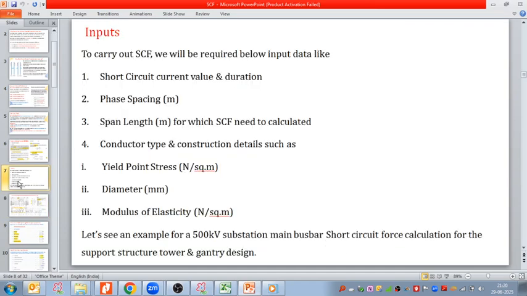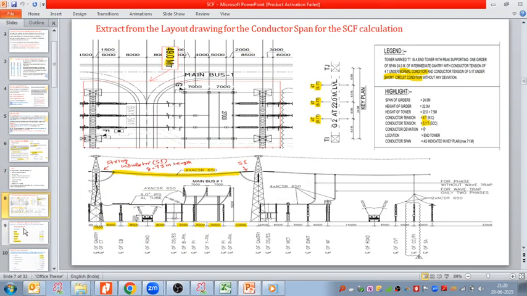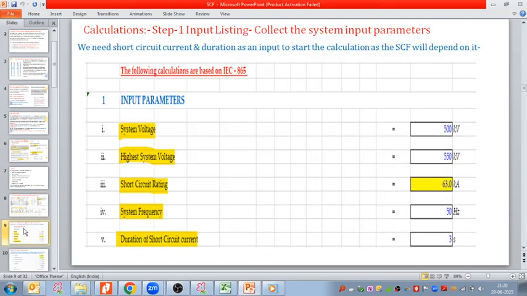The second input that we require is the short circuit current value and duration. This will be based on the project technical specifications: what is the short circuit current and its duration. So my nominal voltage and rated voltage, then short circuit current and its duration of 3 seconds. We need short circuit current and duration as an input to start the calculation of the SCF, as the SCF will depend on the short circuit current. So we need this value.